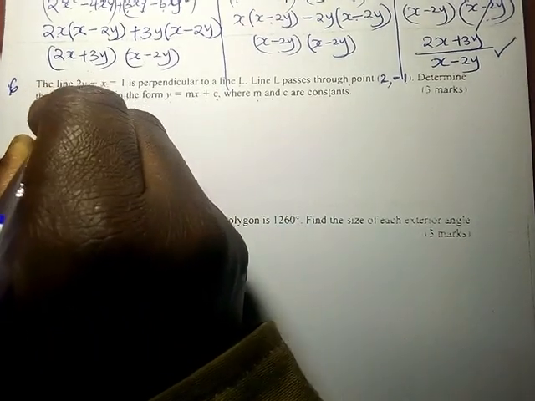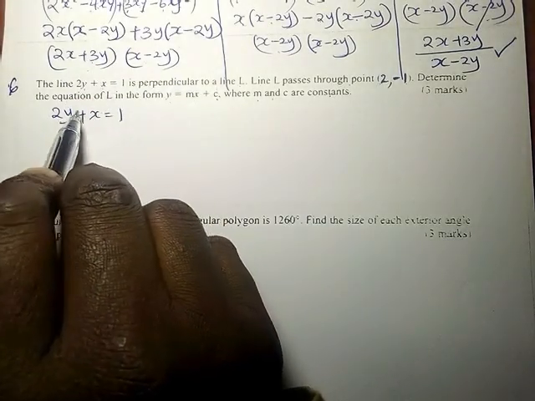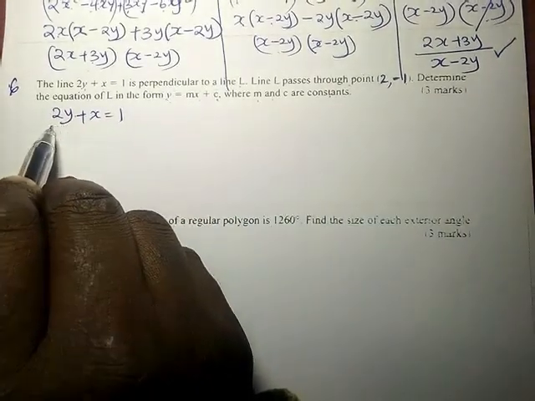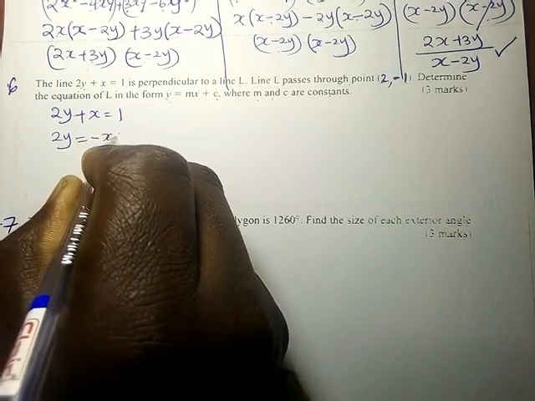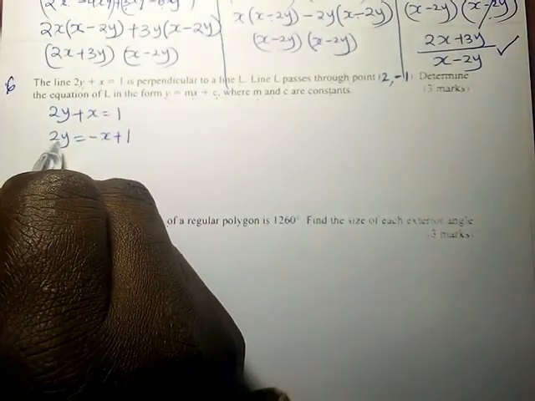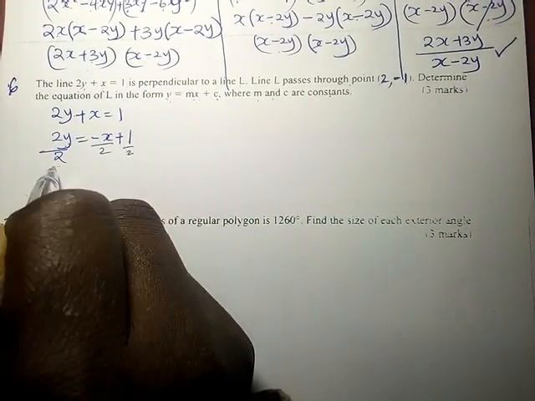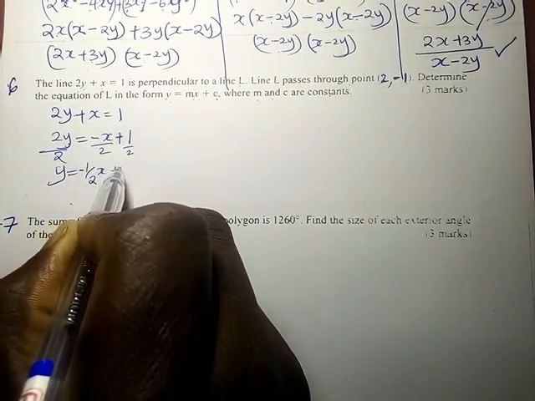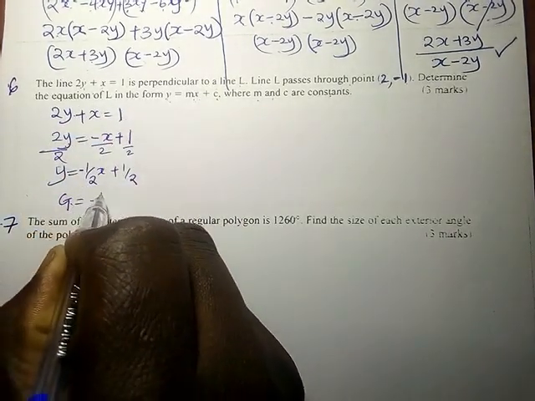So 2y plus x is equal to 1. To get the gradient of this line we must write the equation in the form of y is equal to mx plus c. So we leave y on the left side, we take x to the other side, it becomes -x plus 1. But for us to know the gradient we must make sure here remains only y. So divide by 2, divide by 2. So y is equal to negative a half x plus a half. So the gradient of this line is equal to -1/2.